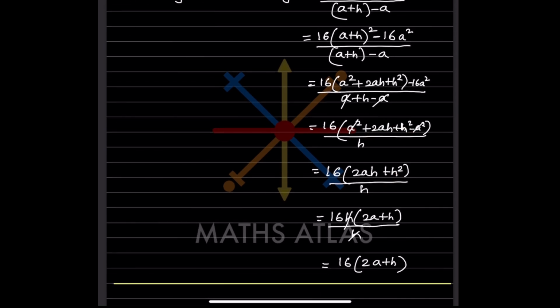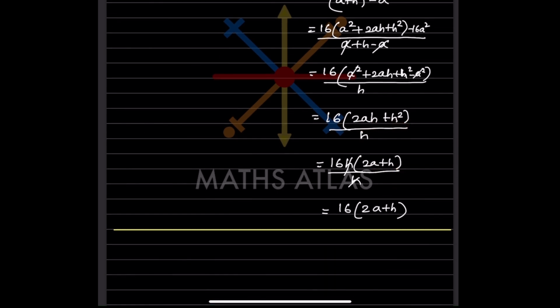So now what will you get here? From this part, 2ah plus h square, we can see h is common. So 16 here you will take, and common h you will take outside the bracket. What remains in the bracket is 2a plus h, divided by this h.